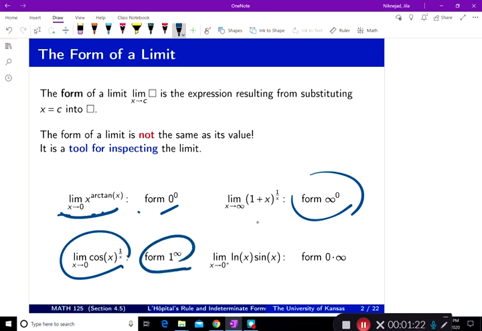That's the form. As x goes to 0 from the right side, natural log of x goes to negative infinity, and sine of x goes to 0, so it's 0 times infinity. And a lot of times you see that people omit that negative or positive.